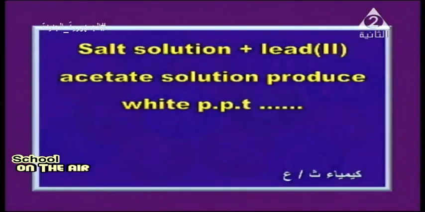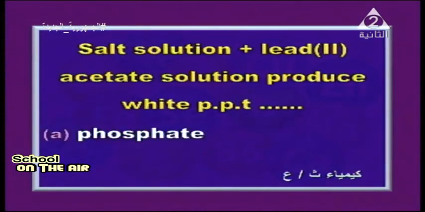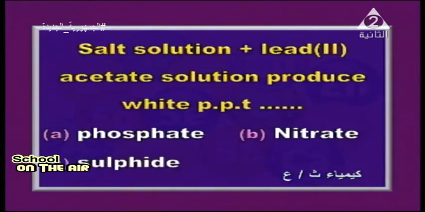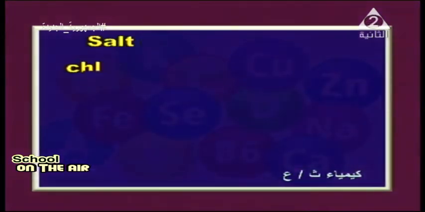Next point. Salt solution plus lead acetate solution produces white precipitate. Is it phosphate, nitrate, sulfide, sulfate? If you think about it, yes, the answer will be sulfate. This is a confirmatory test for sulfate radical.